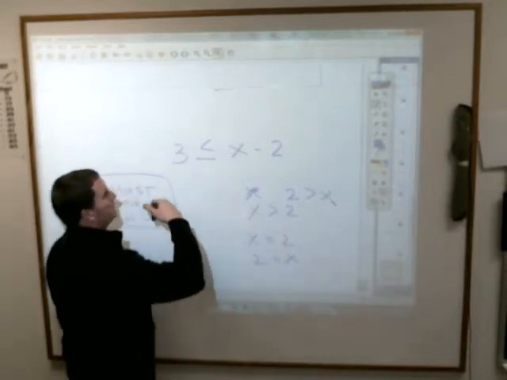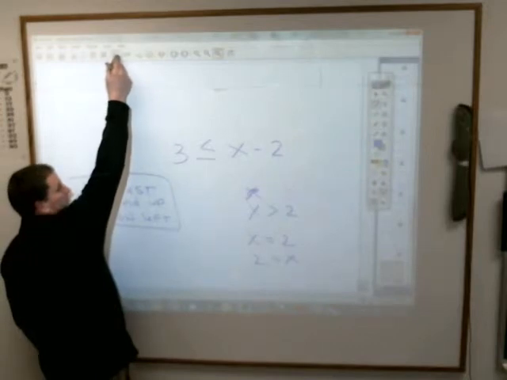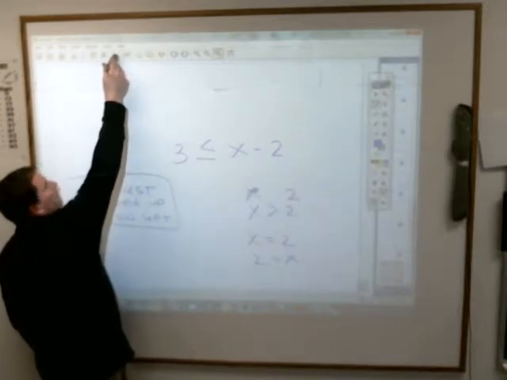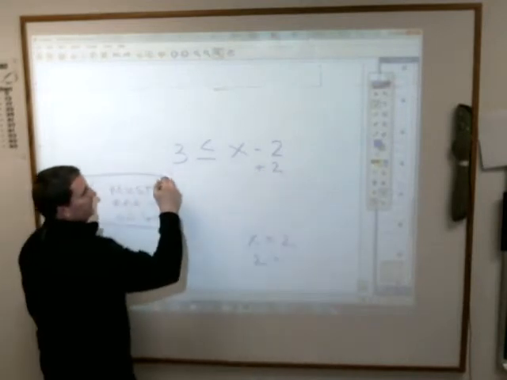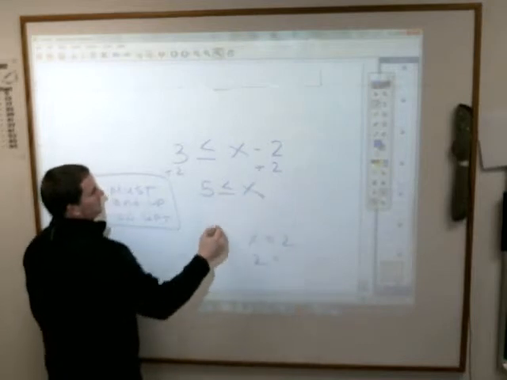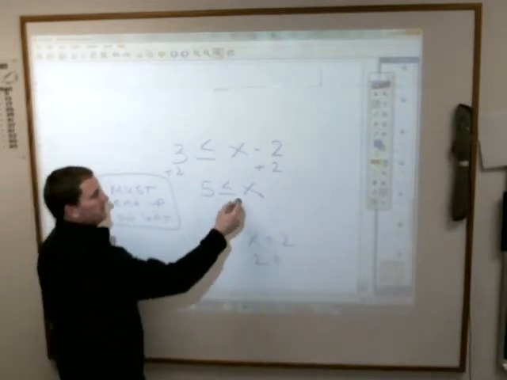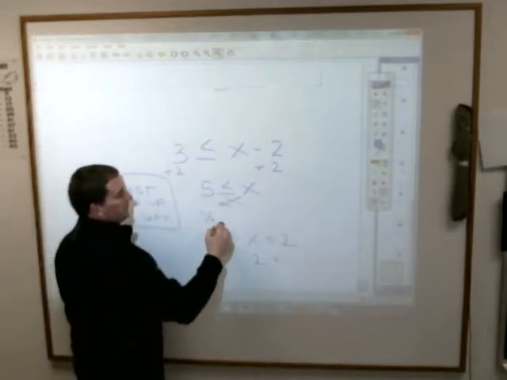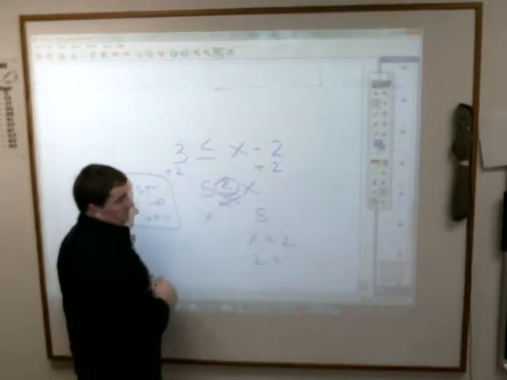What you have to do is this. You can still solve it just the same way, by adding 2 and adding 2. Now I know 5 is less than or equal to x. The only thing you have to remember is when you flip sides of things, you can put the x over here and the 5 over here. It's just that the sign flips as well.